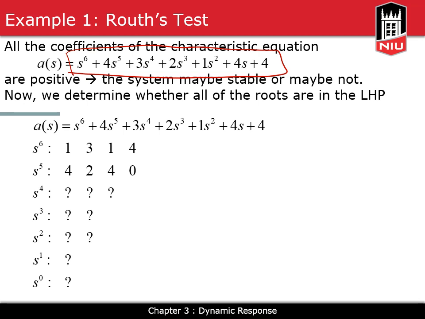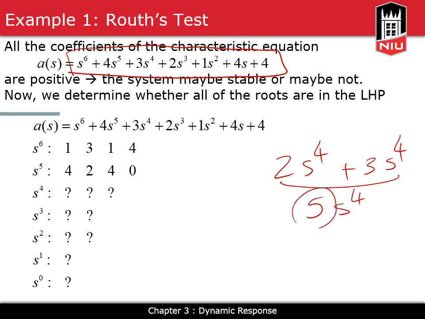And also pay attention that if you have, for example, a 2s to the power of 4 plus a 3s to the power of 4 in your characteristic polynomial, you have to combine these two. So combine them into a 5s to the power of 4.